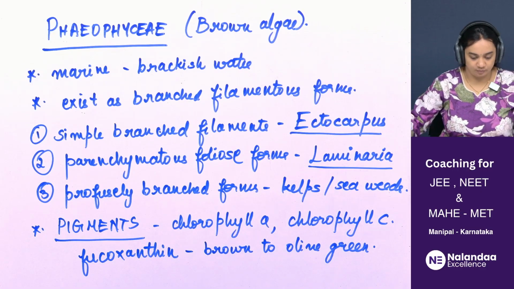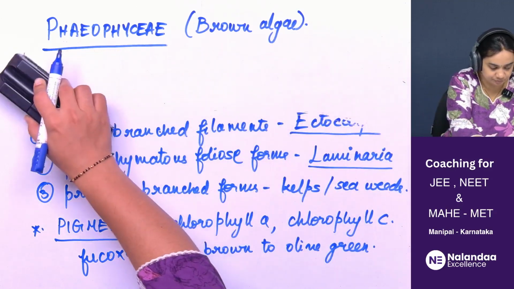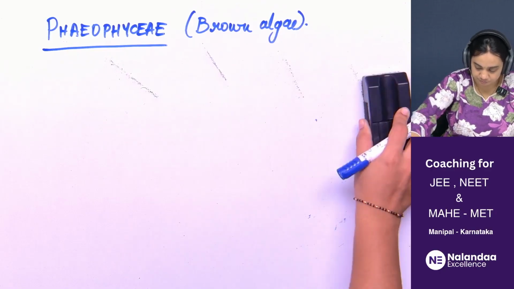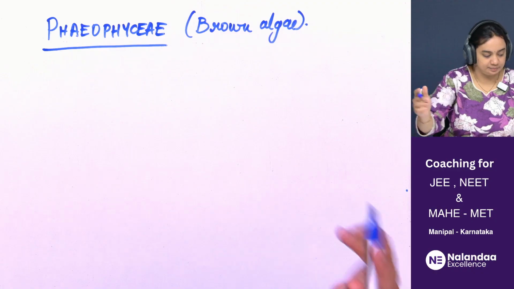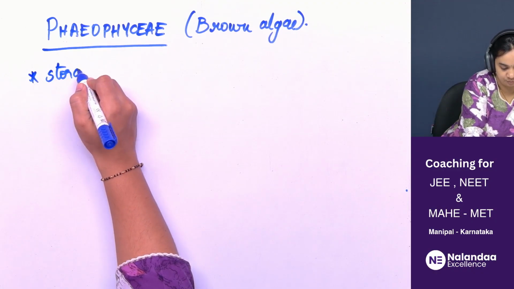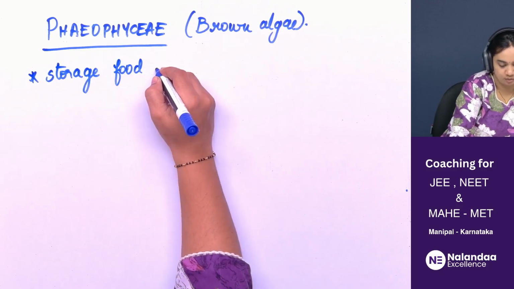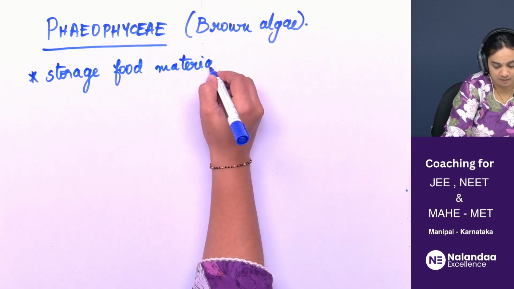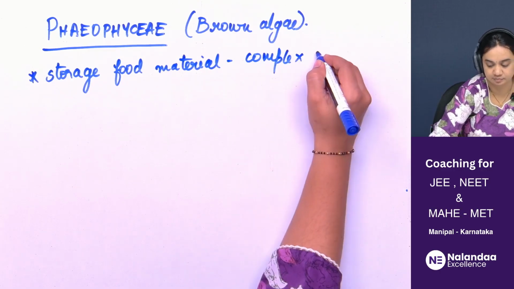And then talking about the food storage material, reserve food material or storage food material, it is complex carbohydrates.